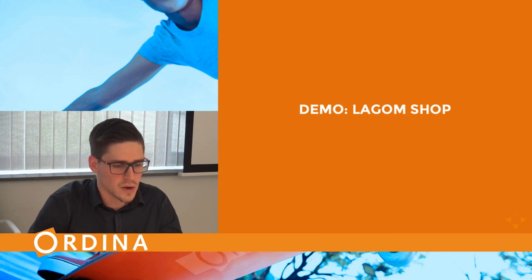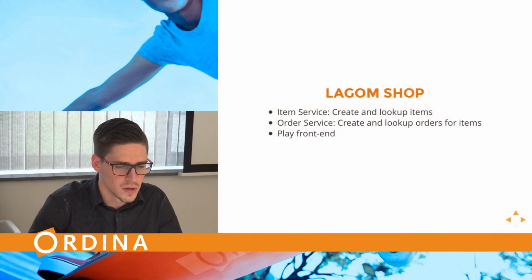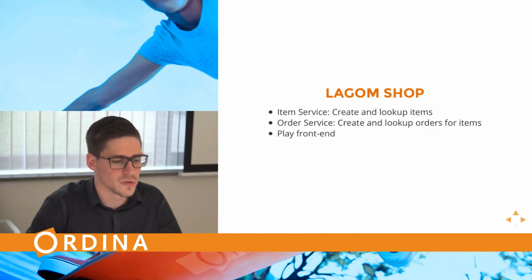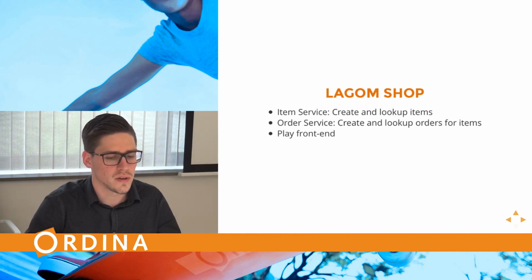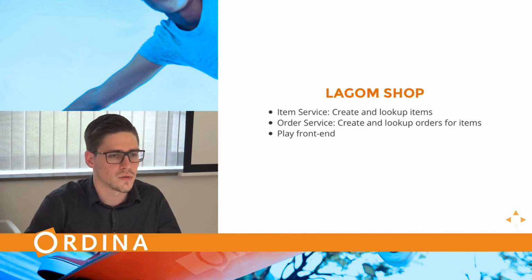And then finally, I will just show a small application that I've written when trying out Lagom myself. I've created this simple application called Lagom Shop, and in there I have two microservices. I have an item service and I have an order service. As you can see, the item service is used for creating and looking up items, and the order service is used for creating and looking up orders for items. And then I've also created a Play frontend within the application that will start up together with the microservices.